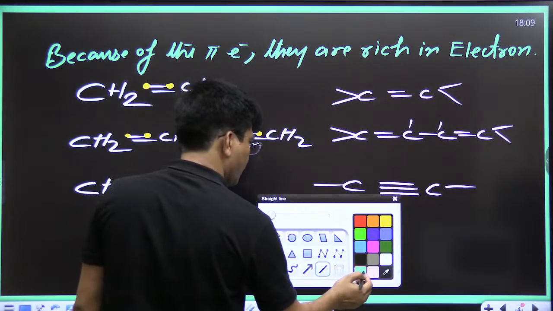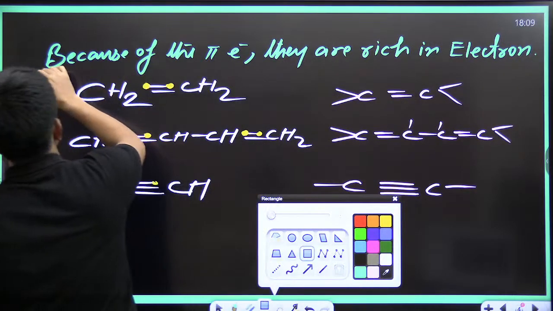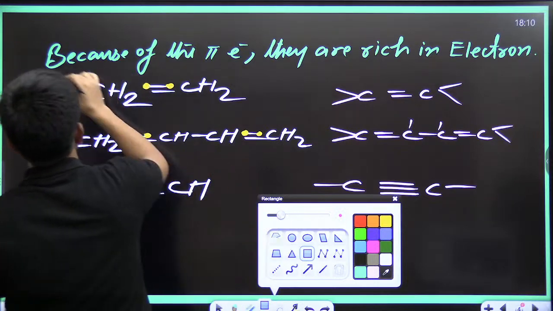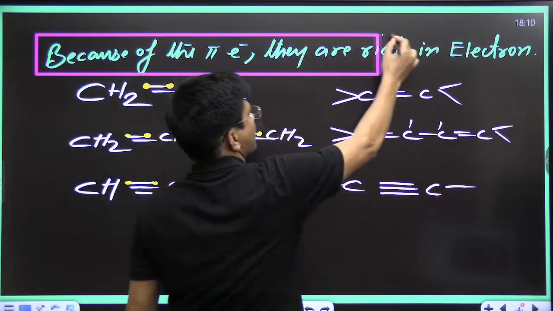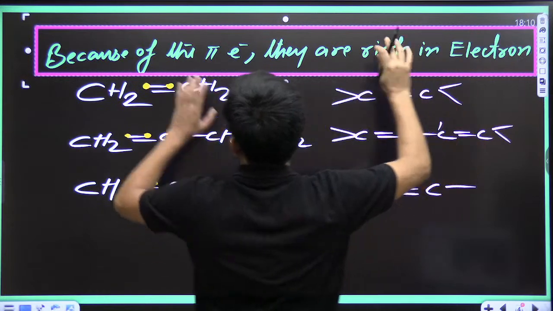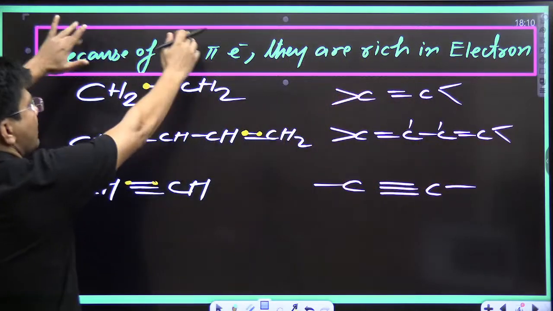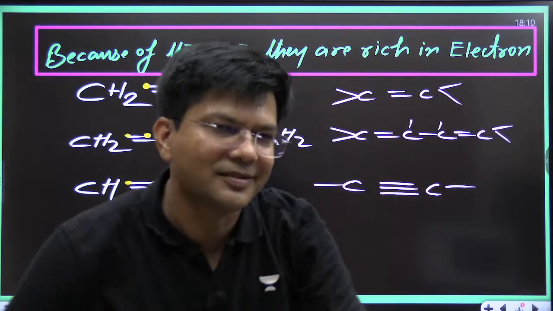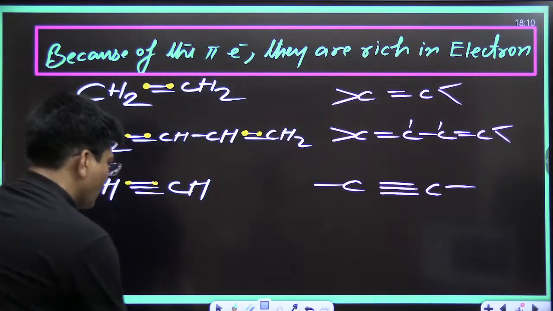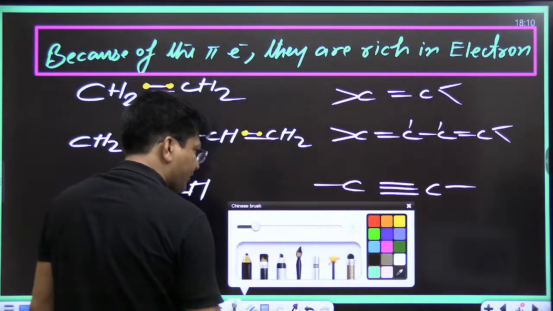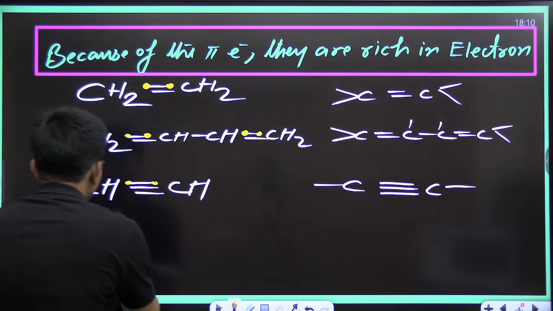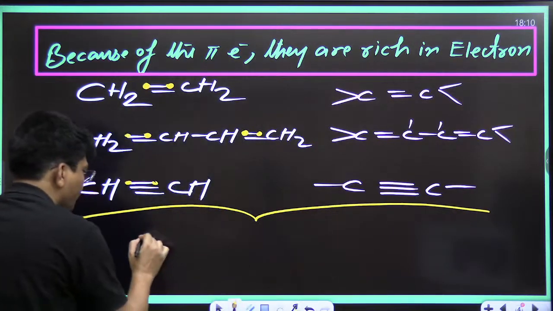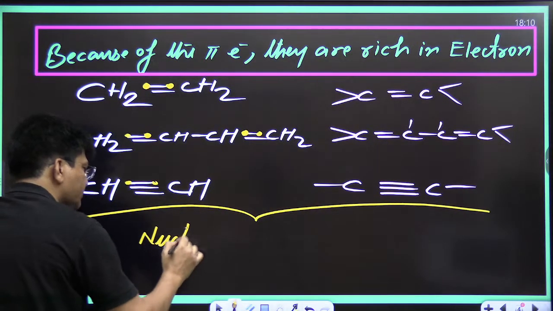This is a very important thing. They are rich in electrons. So I would like to say they are rich people. They are rich, so they are nucleophilic in nature. All the entities which I have written over here are nucleophiles.